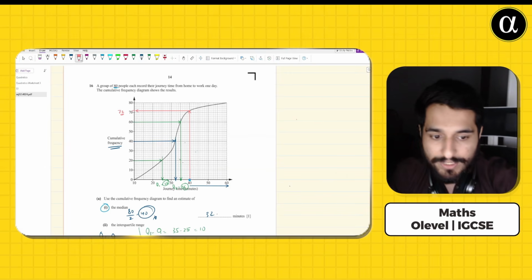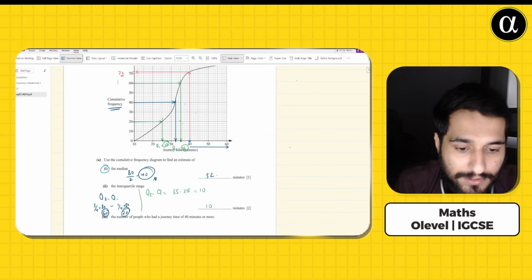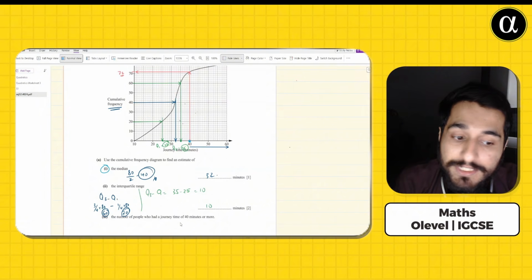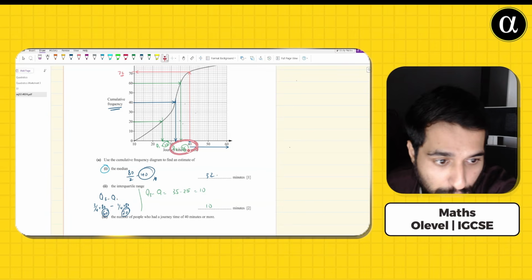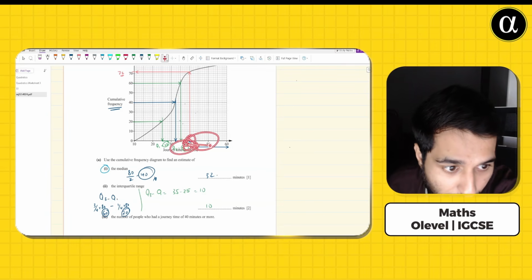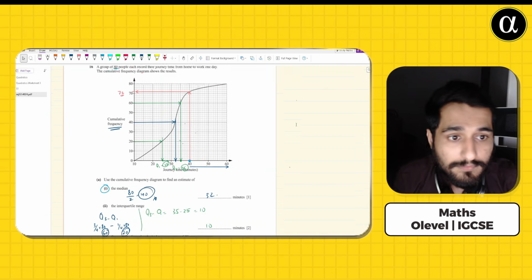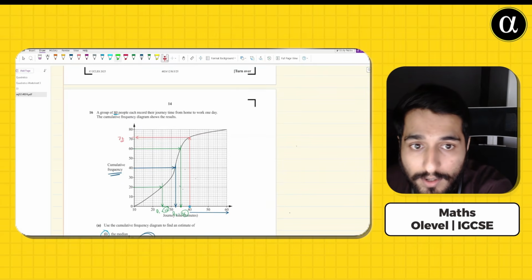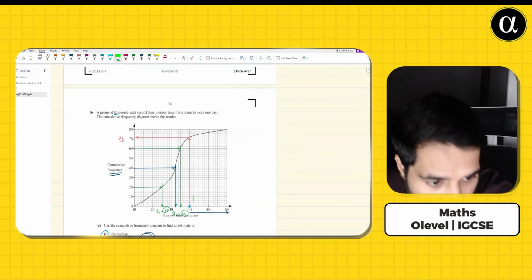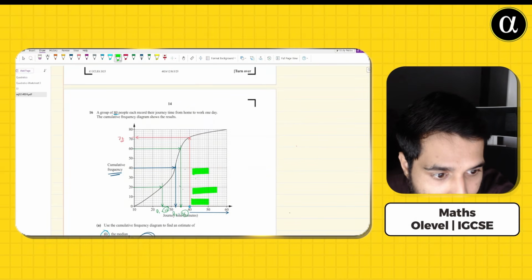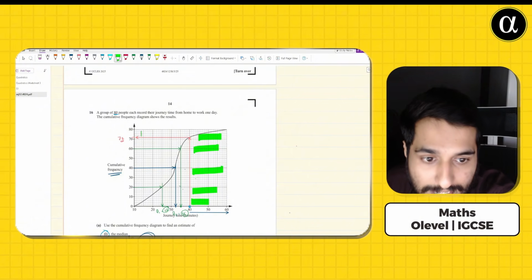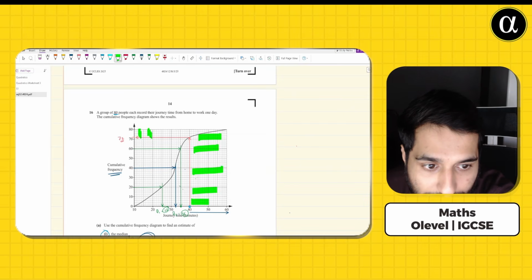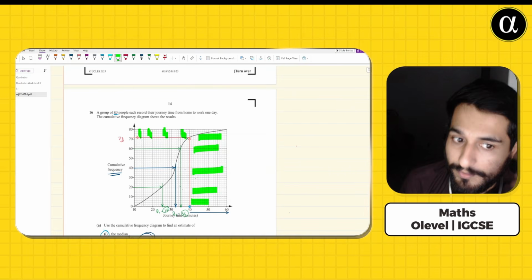Now let's read the question again. The question says that we are supposed to find the number of people who had a journey time of 40 minutes or more. Now we know that the time in minutes is shown over here. That means this data set should be 40 or more, which shows on this side. Now, how would that interpret on the y-axis? If it says 40 minutes or more, it means that this data set is the data set that we're concerned about. So, when we interpret it on the x-axis, can we say that it would be this data set that we need to find, on the top side?